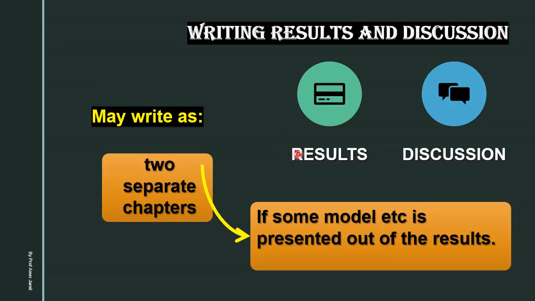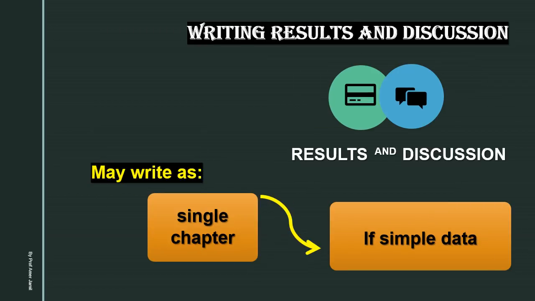You may split this into two chapters, one of results and another of discussion. But you should do this if some model, etc., is presented out of your results. If the results are quite straightforward or you don't have much data, then it's better not to go for separate chapters. In that case, you should go for a single chapter of results and discussion if your data is simple and you are not going to present any model, etc., out of your data.